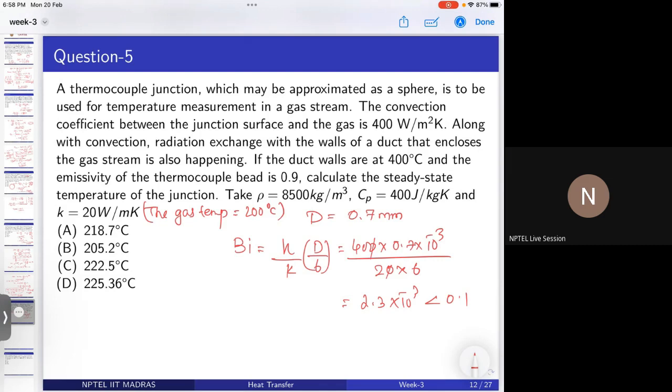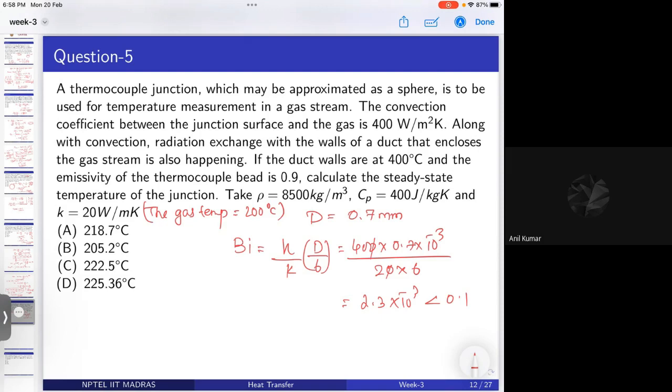From radiation, the thermocouple junction is receiving energy, and from the convection also it is receiving energy. But at the point where the temperature reaches above 200 degrees Celsius, heat transfer takes place from the bead to the gas by convection. But still the radiation is happening. Okay, that is true. Then you were saying that the Biot number we have to check.